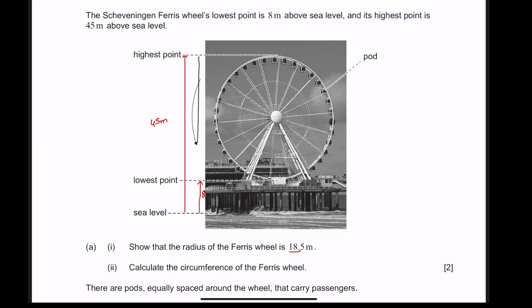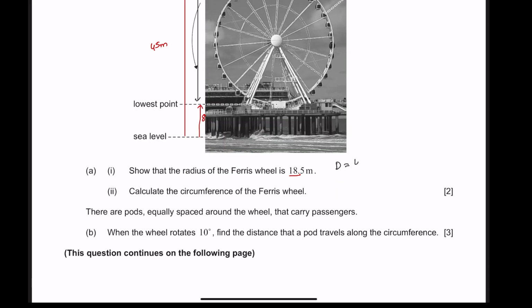So this distance is how much? This distance will be 45 minus 8, of course. So the diameter will be 45 minus 8, which is 37. And the radius will be 37 divided by 2, which is 18.5 meters. And that's it. That's all about part A1. Now we have to calculate the circumference. Circumference is 2 pi r. 2 pi times 18.5 gives us a value of 116.24 meters.